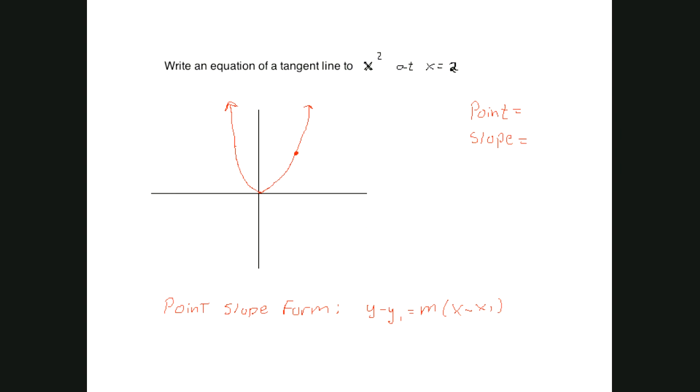Here, it says write an equation of a tangent line to x squared at x equals 2. I want you to write it in point-slope form, and I want you to write it in y-intercept form. So I want you guys to write an equation for a tangent line. My tangent line is at x equals 2. The tangent line would look something like this. Okay, so the green line, I want you to write an equation of this green line in point-slope form and y-intercept form.